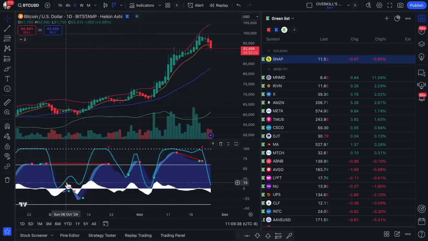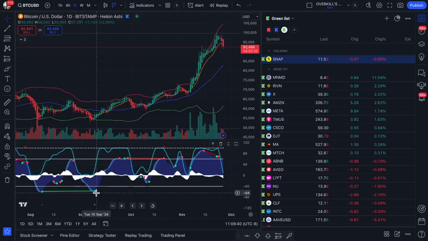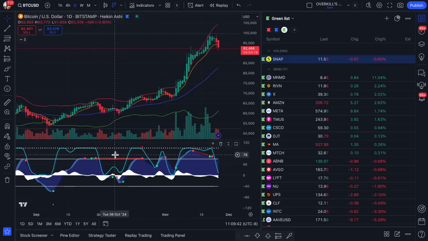This was a great time, right? The lower the wave, the better. The lower the blue wave, the better on the daily chart. So right here, October, you were buying right there at 61.